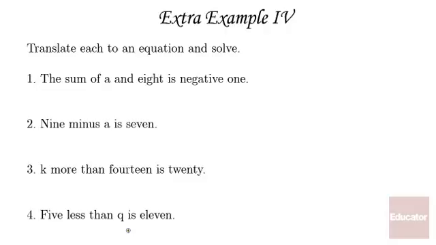Okay, so for these, we're going to translate to an equation first, and then we're going to solve them. The sum of a, this is the variable a, and 8 is -1. So sum we know is plus, of a and 8, so that means we're going to add a and 8 together. A plus 8 equals -1.